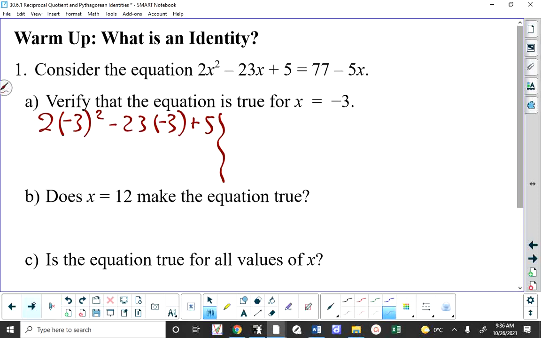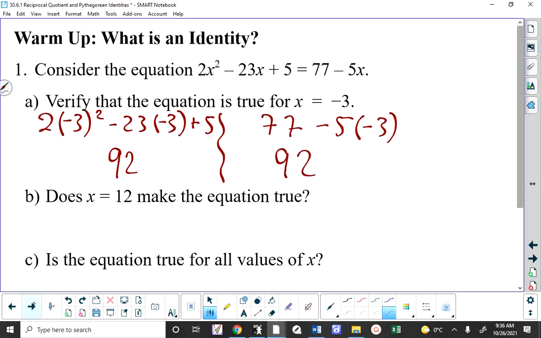I want to say 92, but I don't know. Is it 92? So we get 92 on the left-hand side. And on the right-hand side of the equation, we have 77 minus 5 times x, but x is negative 3. So this is 15. Negative times negative is positive. 15 and 77 is 92.